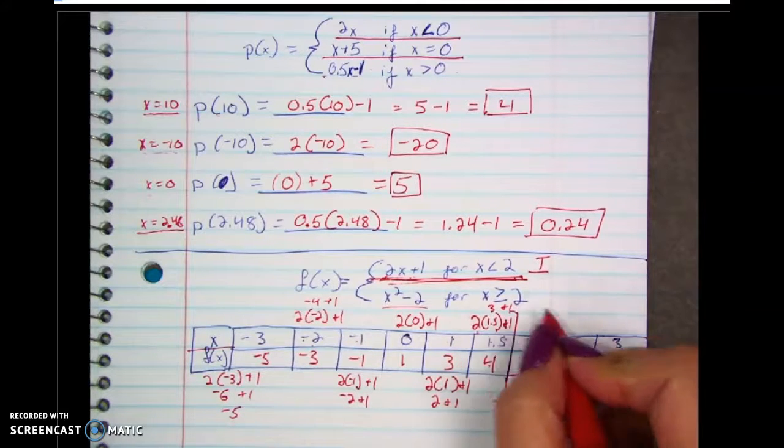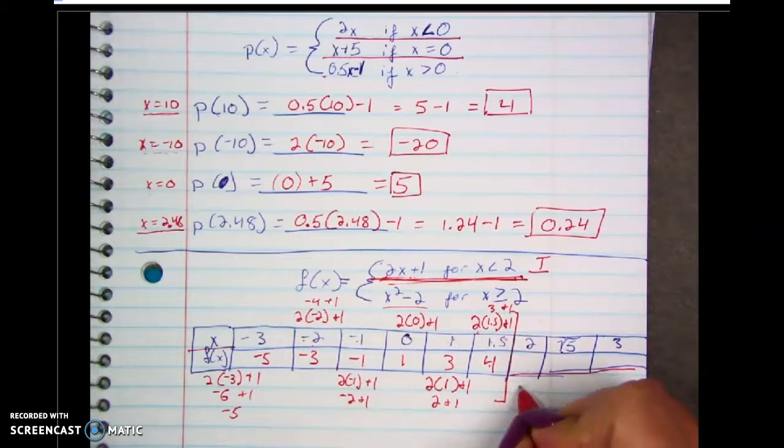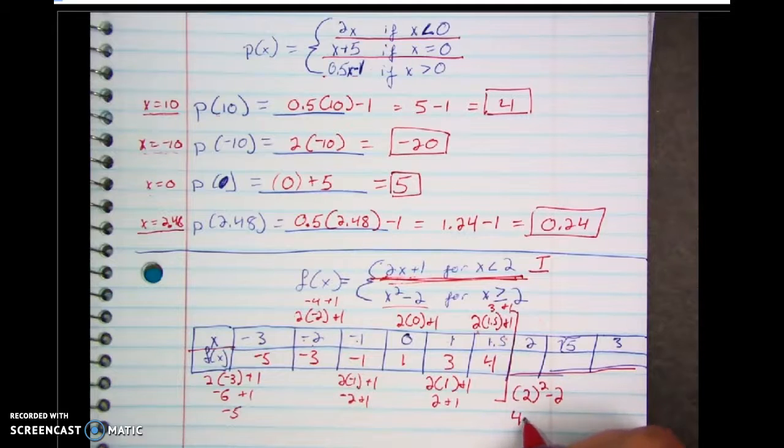Now I go over here to these last parts and I say, okay, now I'm looking at x equals 2 or greater than 2. So now I'm using x squared minus 2. So I'm plugging in 2 as x. So 2 squared is 4, minus 2 is 2.